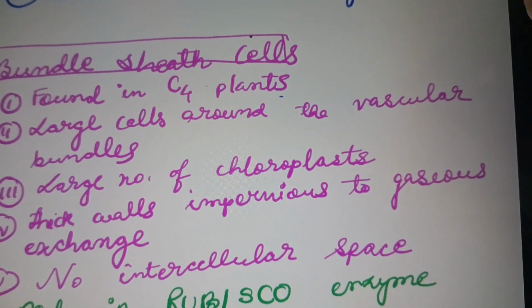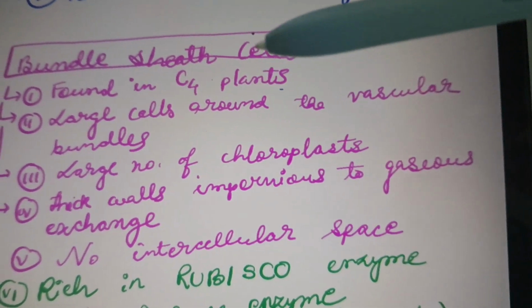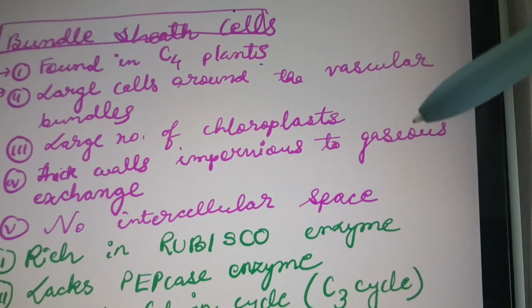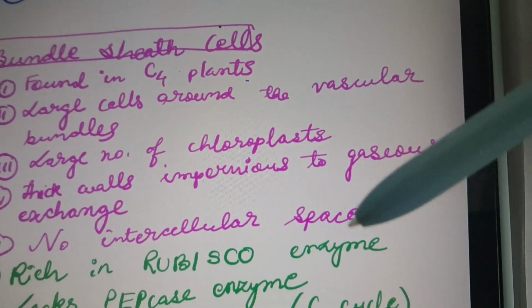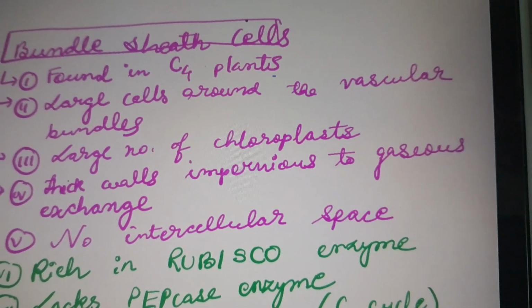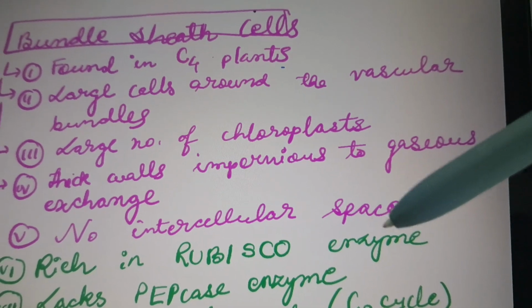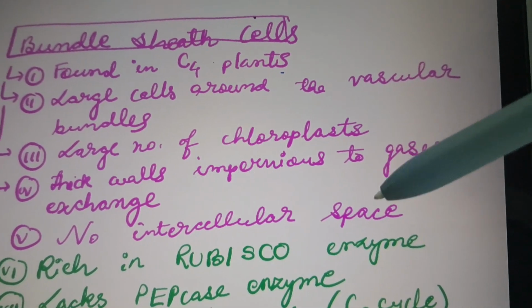All of these will be transferred to the bundle sheath cells. Now why is there an addition of bundle sheath cells? Because it is rich in Rubisco enzyme. And if it is rich in Rubisco enzyme, it means it can take part in the Calvin cycle. It means the Calvin cycle is possible. So bundle sheath cells exhibit the Calvin cycle. Okay. So in C4 plants also the Calvin cycle takes place, and it takes place in the bundle sheath cells.